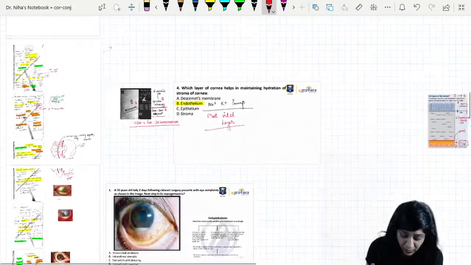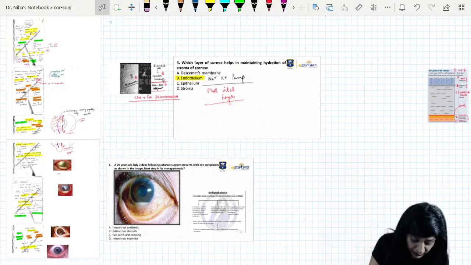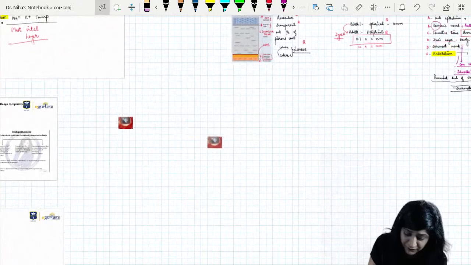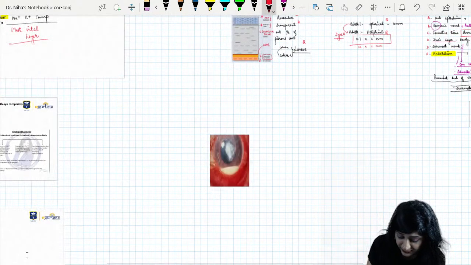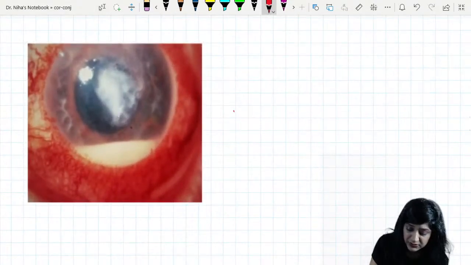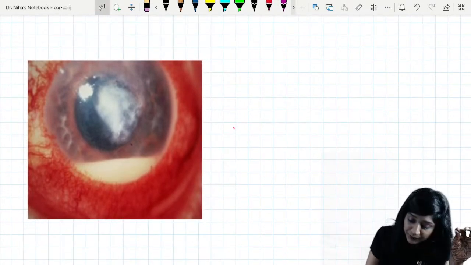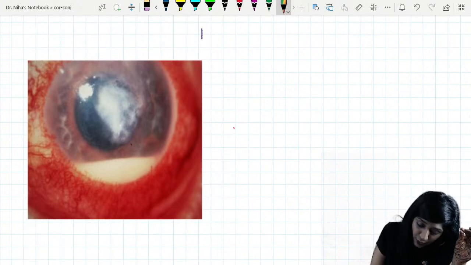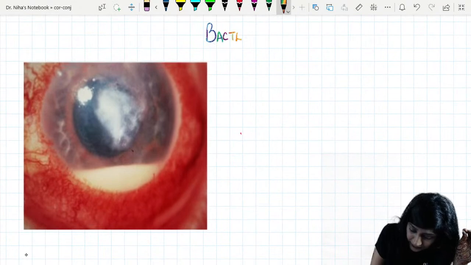Okay? Now we will come to the ulcers. Let us talk about a very, very important ulcer. Which one is your most important ulcer? The bacterial corneal ulcer. Whenever you have a bacterial corneal ulcer, something like this you are going to find. So let us talk about a clinical scenario of bacterial keratitis. Bacterial keratitis is very, very important.